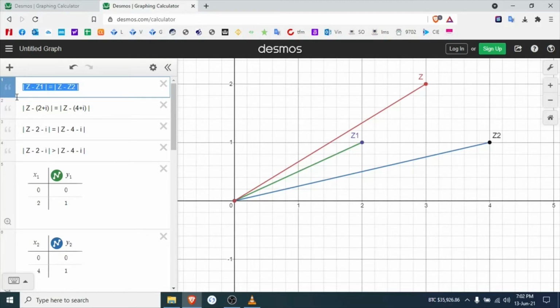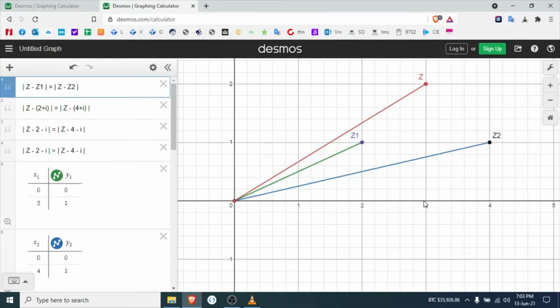First of all, this is the form of a locus in the complex plane, in this case a perpendicular bisector. The equation takes this form: the magnitude of z minus z1 equals the magnitude of z minus z2. These are magnitudes, so it's the magnitude of the vector z minus z1 and the magnitude of the vector z minus z2. What exactly does this mean? Well, I think it makes a lot more sense to look at it graphically.